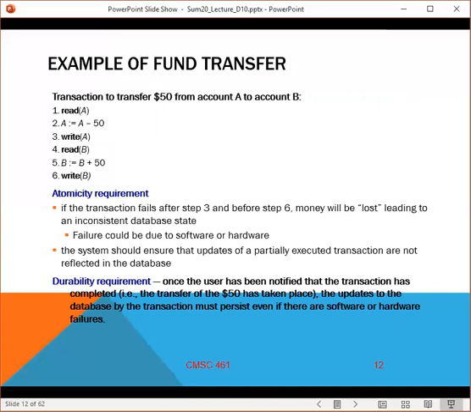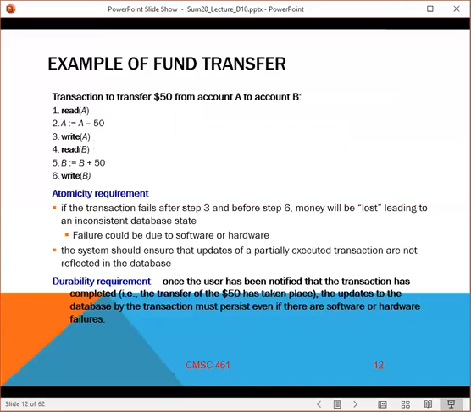So we have this concept of atomicity. All operations of a transaction must be completed. So if we have two update statements or two write statements like we see up above, write A and write B, all of these must be completed successfully or the whole thing is aborted and we don't update the database at all.